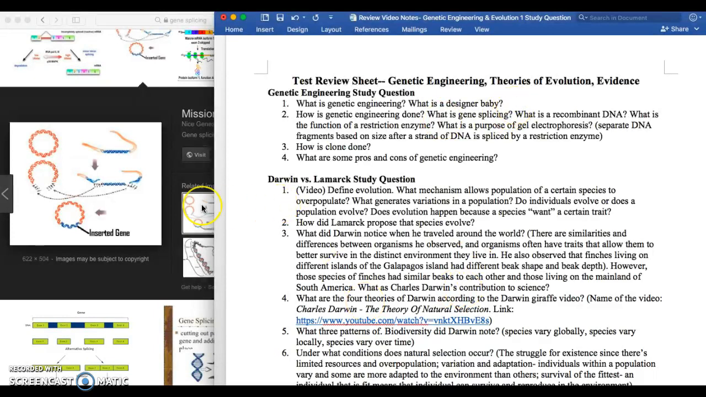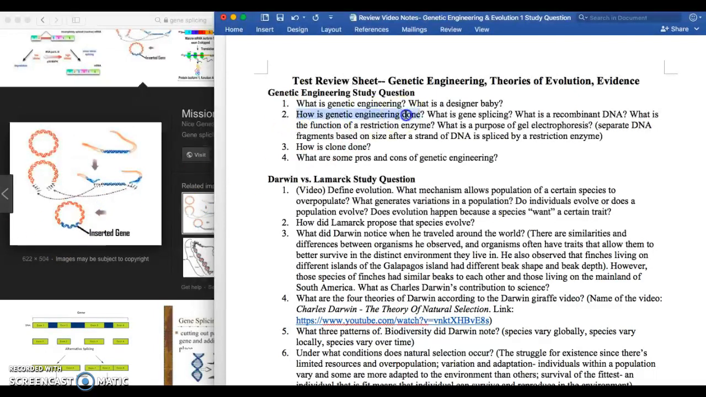So first off, genetic engineering is basically if someone were to change the genetic makeup of an organism and change it to a sequence of DNA that's not the same as it was before, we call that genetic engineering.